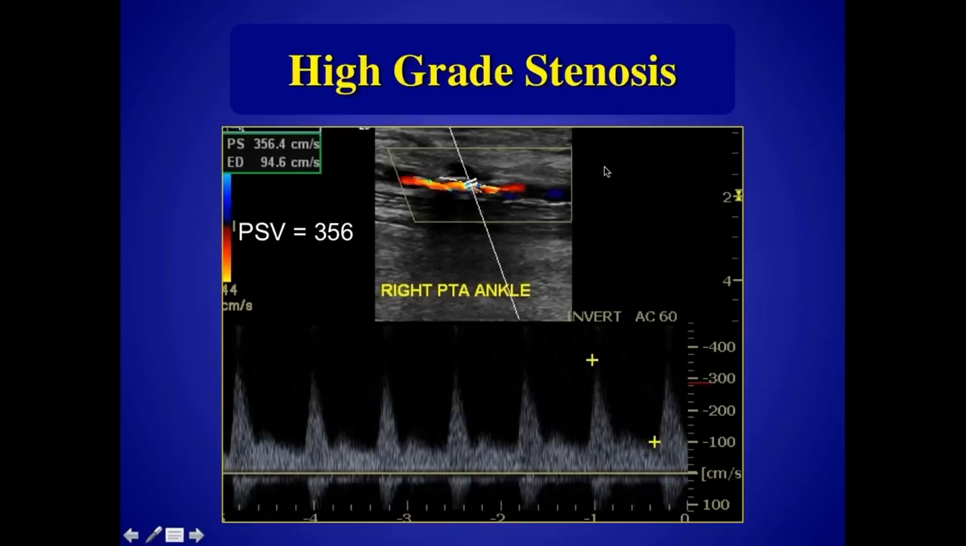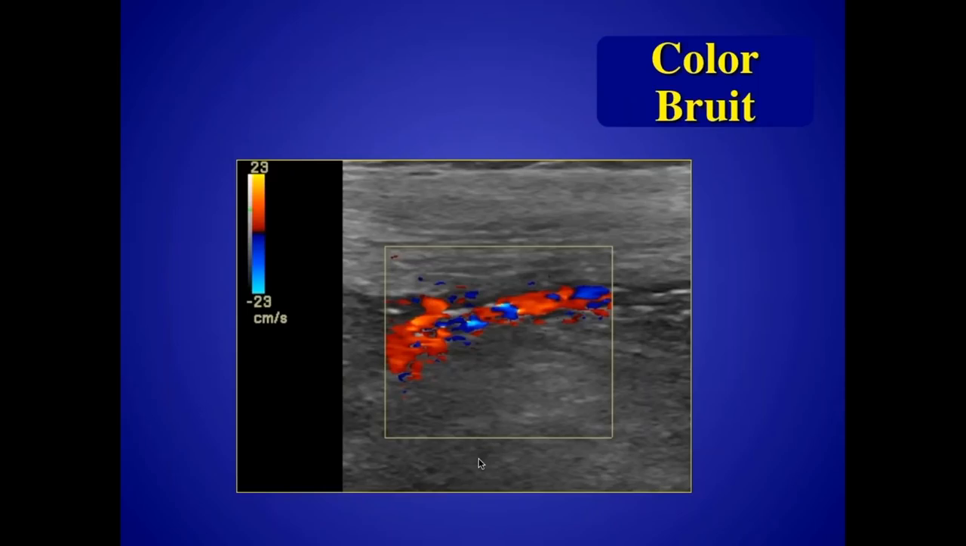When we take a velocity sample there, we can see it's about 356 centimeters per second. High velocity, not triphasic, spectral broadening, or complete fill-in of the spectral window. All the abnormalities that define a significant stenosis.